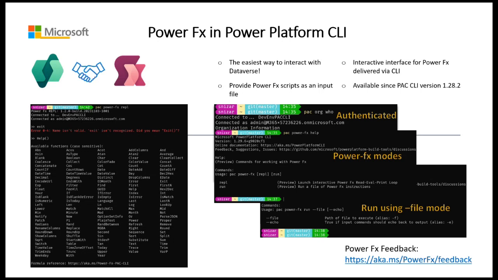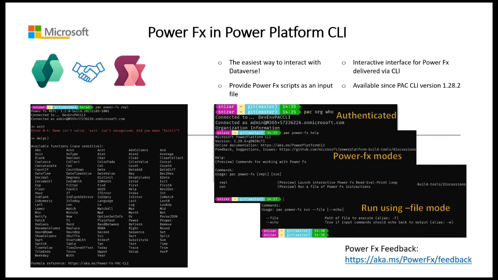Once you are authenticated, you go ahead and type PAC PFX REPL, and it will take you into the shell for PowerFX. Now, on the right side of the screen here, you can see it's authenticated. And right after that is when you type PAC PowerFX REPL or PAC PFX REPL, and it'll take you in. And these are two different modes. There's a REPL and then there's a run.